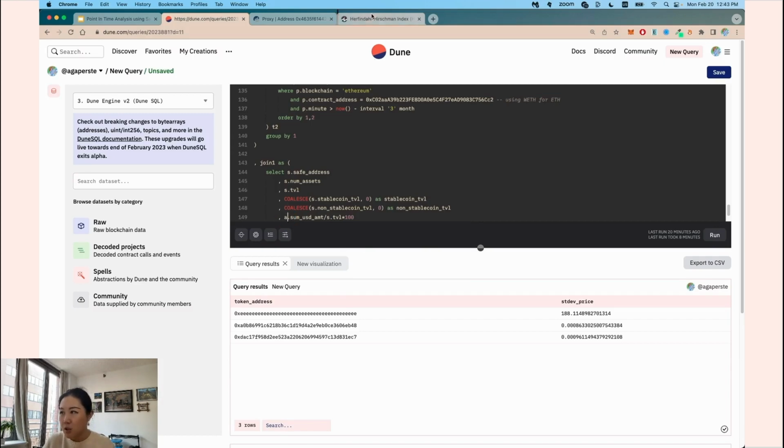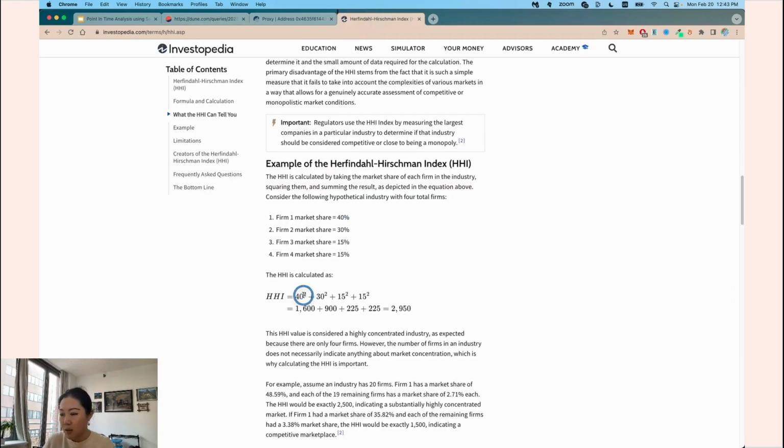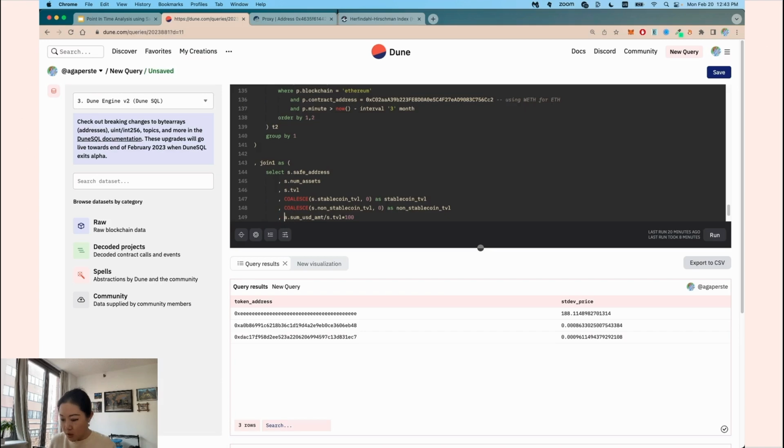Then we need to square, because you can see that we need to square this market share percent. So we are going to apply the POW function and then to the second power. So this is each of the individual market share for the token, and we need to sum up all the tokens' squared market share for the particular safe. So we're going to apply a sum function, and this is our HHI.